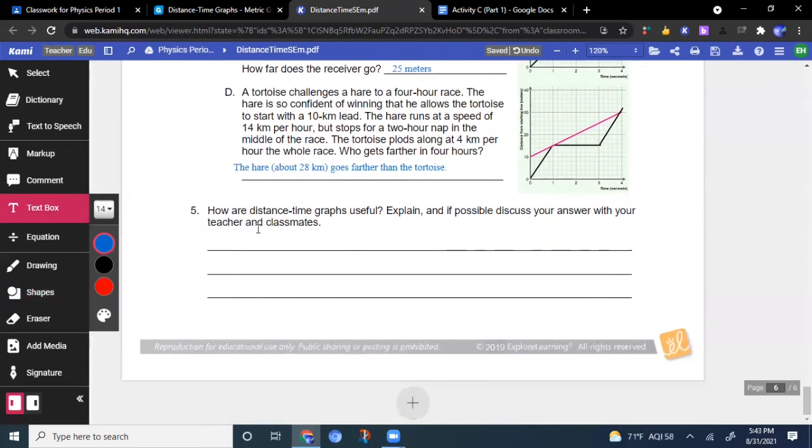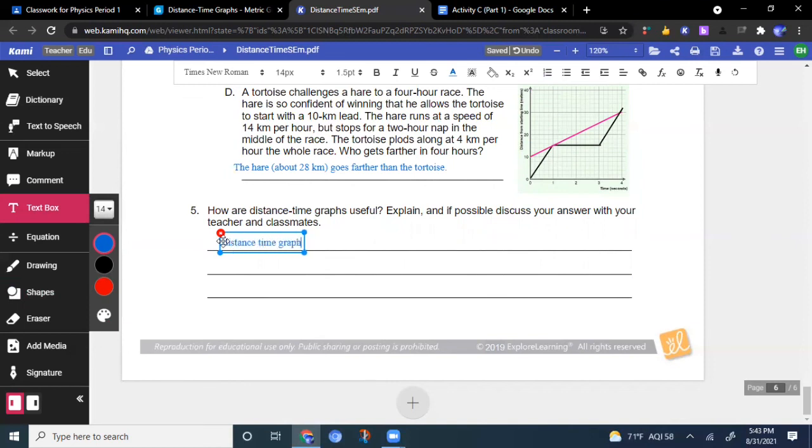Part 5. How are distance time graphs useful? Explain, and if possible, discuss your answer with teachers and classmates. Well, basically, distance time graphs show starting positions, direction of motion, and the speed of the object through the slope.